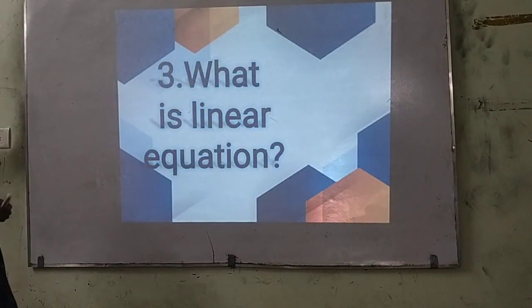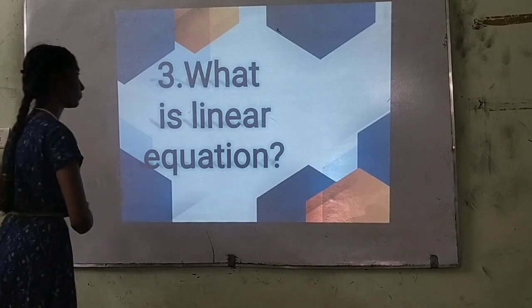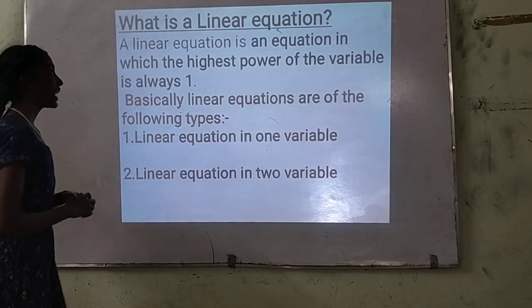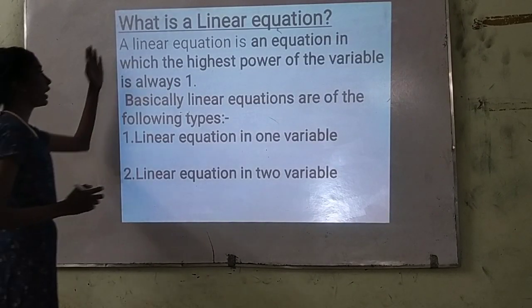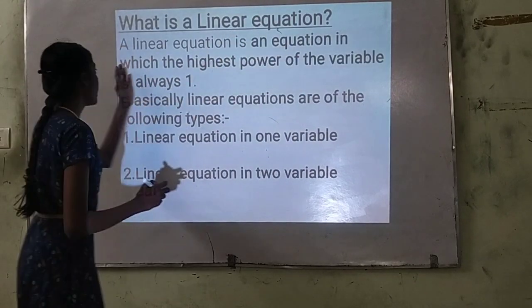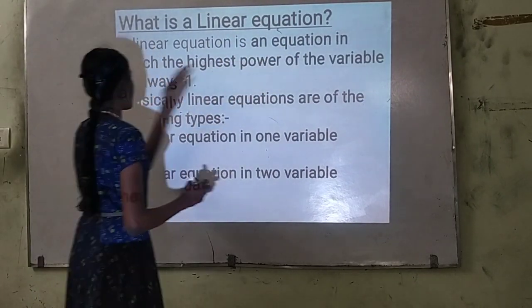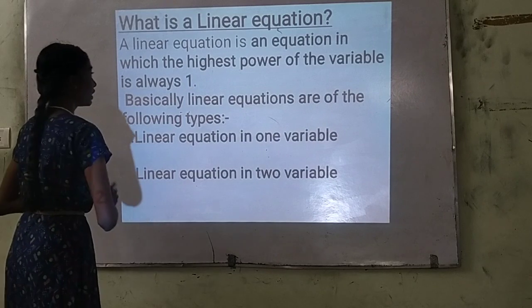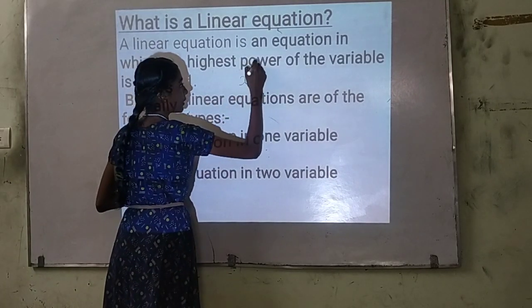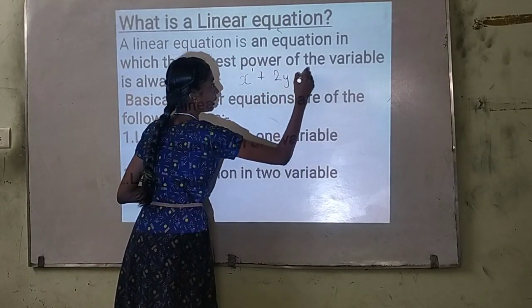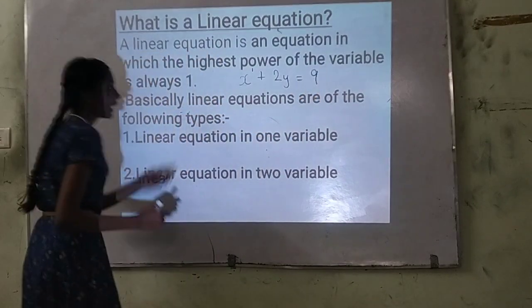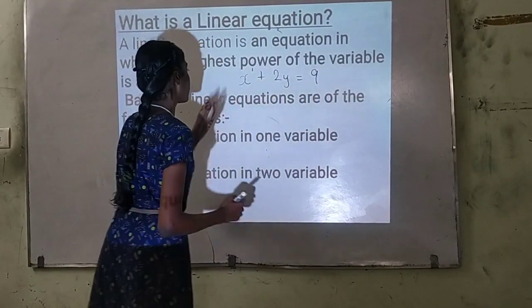Now let us see what is meant by a linear equation. As we have seen earlier, a linear equation is an equation in which the highest power of the variable is always 1. Let me take an example. x power 1 plus 2y gives you 9. Here the highest power of the expression is 1.